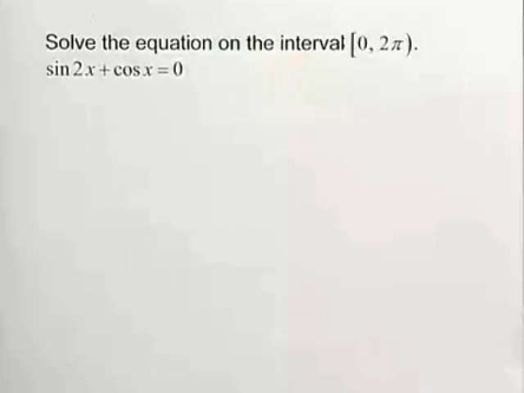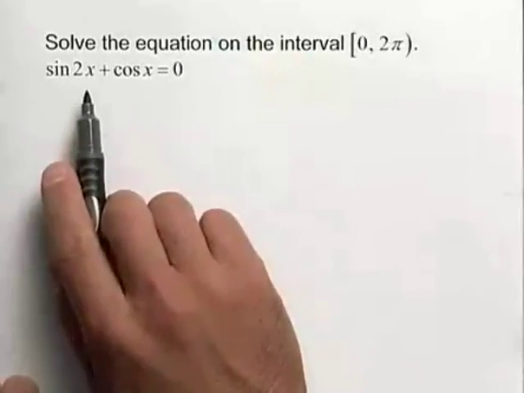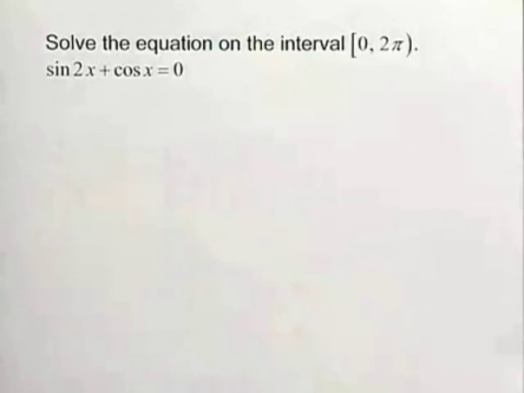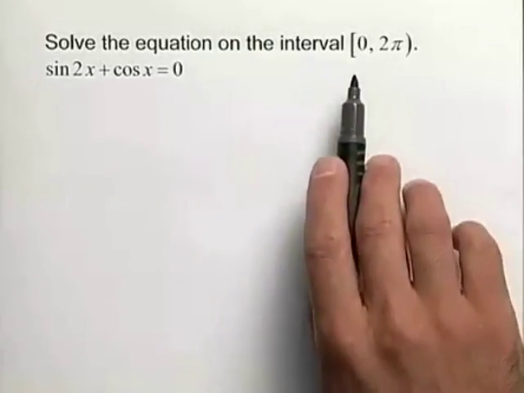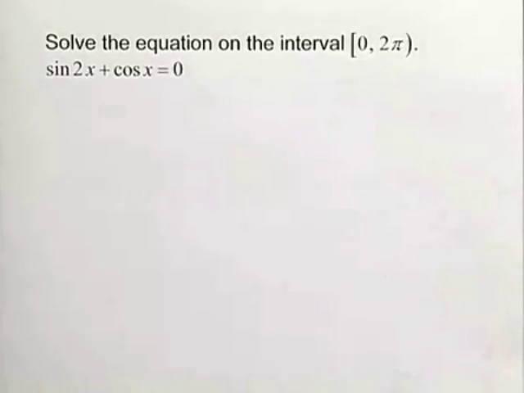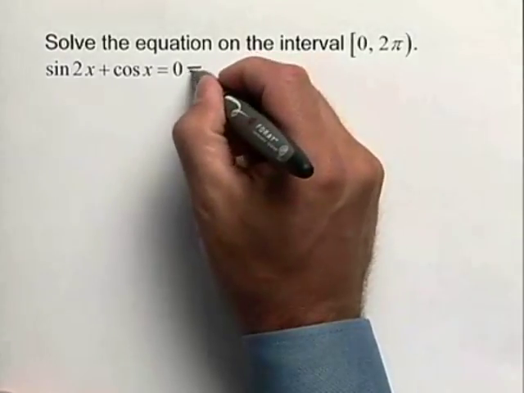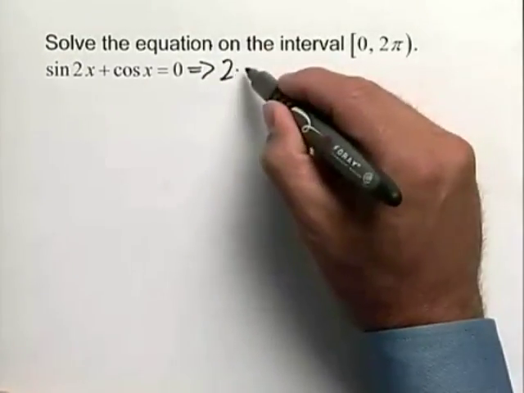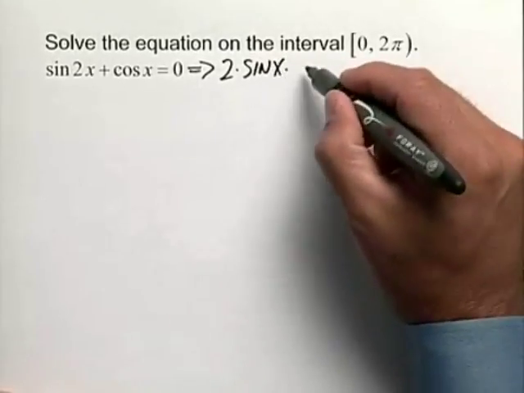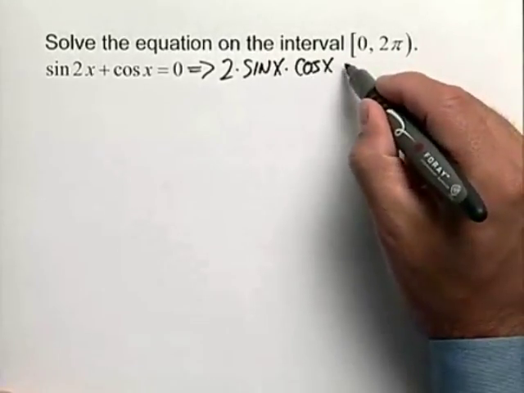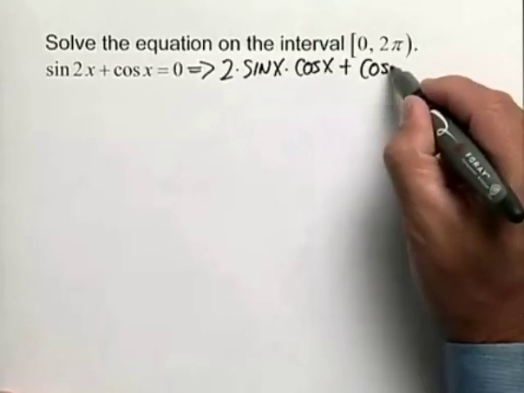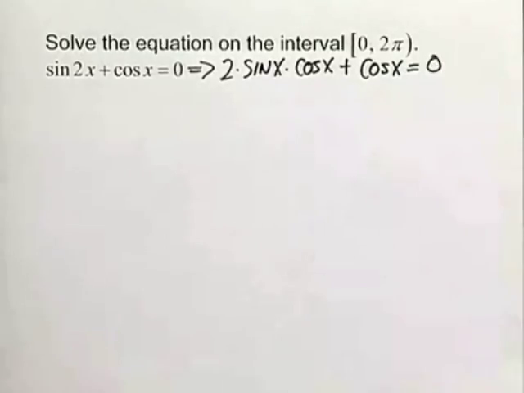Let's solve a more involved trig equation. We have sine of 2x plus the cosine of x equal to 0, and we want to solve that on the interval from 0 to 2 pi. The first thing you want to do here is substitute in our double angle formula for the sine of 2x. We know this to be equal to 2 times the sine of x times the cosine of x, plus cosine of x, that is equal to 0.